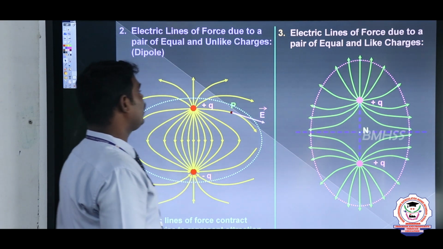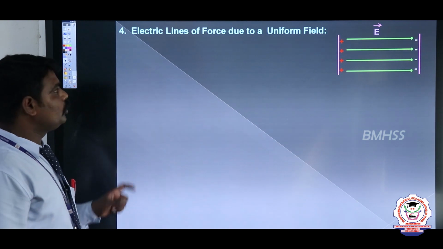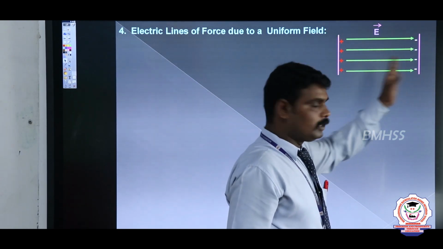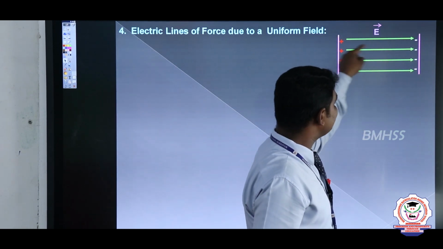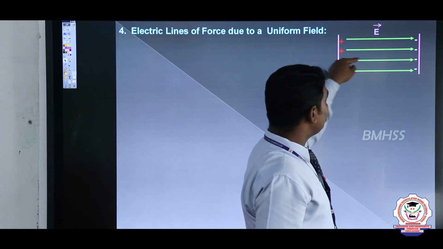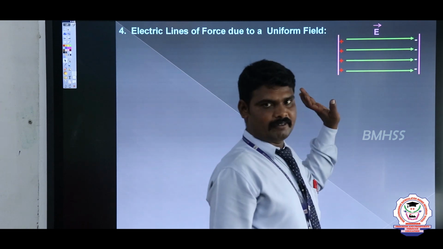So next point, electric field lines due to a uniform field. See, these are two parallel plates, a positive plate and a negative plate. Here electric field lines are created in the electric field. These lines are parallel. This is a uniform electric field.